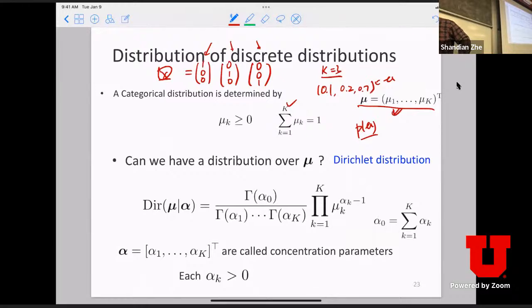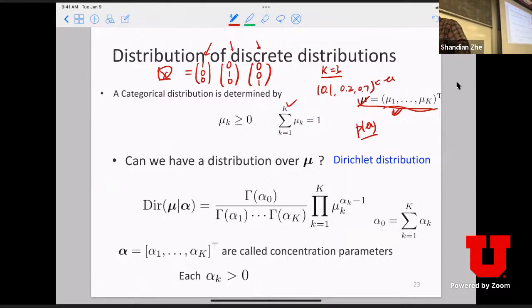So sometimes people refer to this kind of distribution as a distribution of distributions. Why? Because mu itself is a distribution. It's just a discrete distribution over k possible values, right? So now I want to assign a probability distribution over mu itself. The most commonly used such distribution is called the Dirichlet distribution. You can view the beta distribution as a special instance of the Dirichlet distribution.